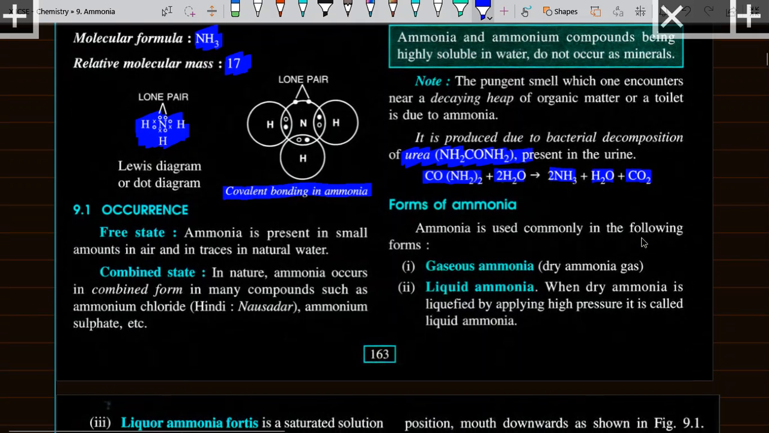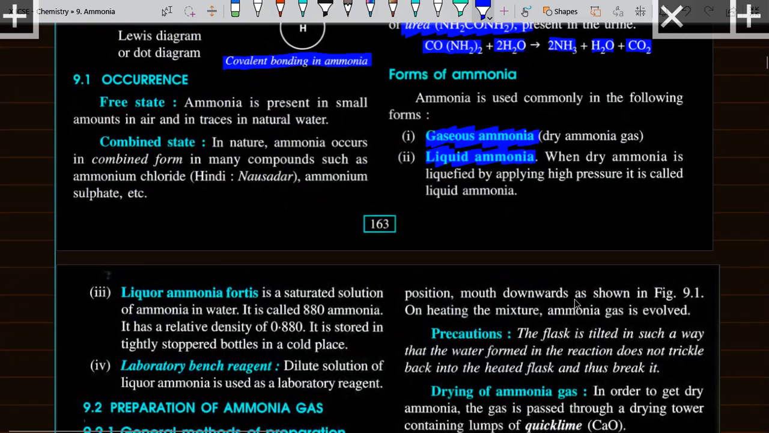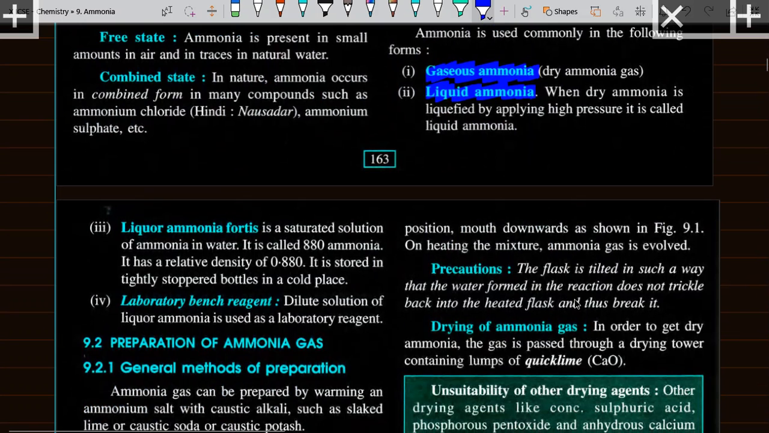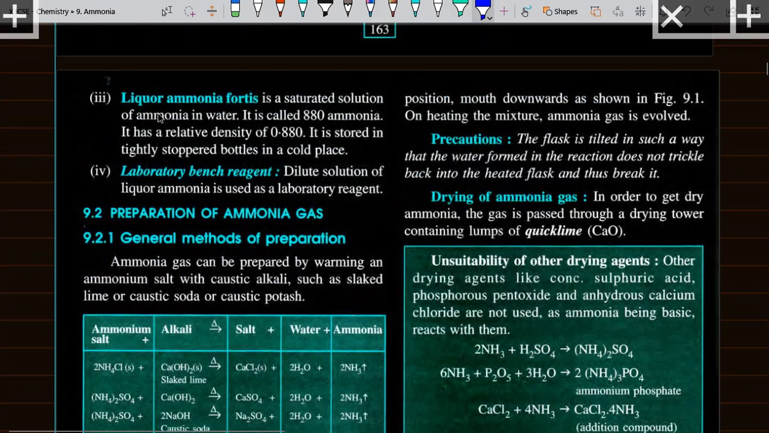Forms of ammonia. Ammonia is used commonly in the following forms: gaseous form, dry ammonia gas; liquid ammonia or liquor ammonia. When dry ammonia is liquefied by applying high pressure, it is called liquid ammonia. Liquid ammonia is liquefied ammonia. And the other one which I'm talking about is liquor ammonia fortis. Liquor ammonia fortis is a saturated solution of ammonia in water.